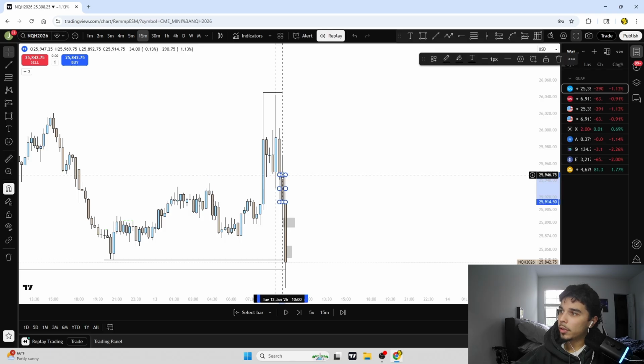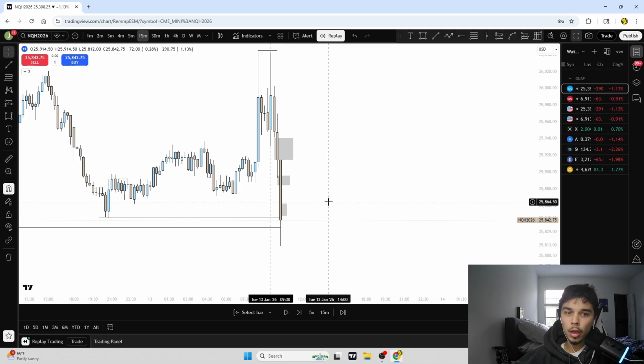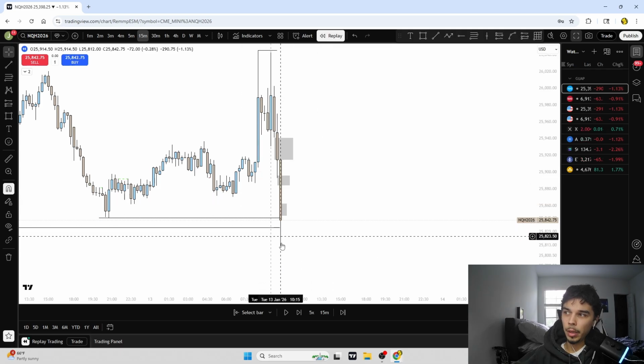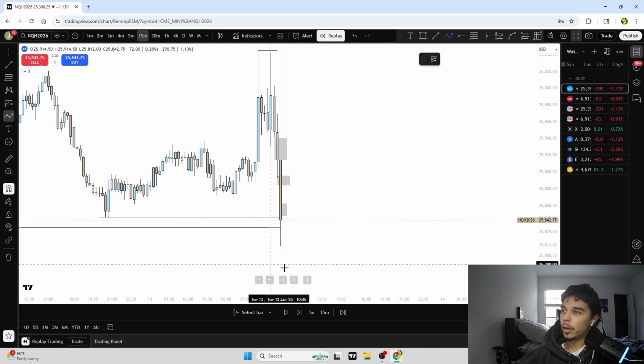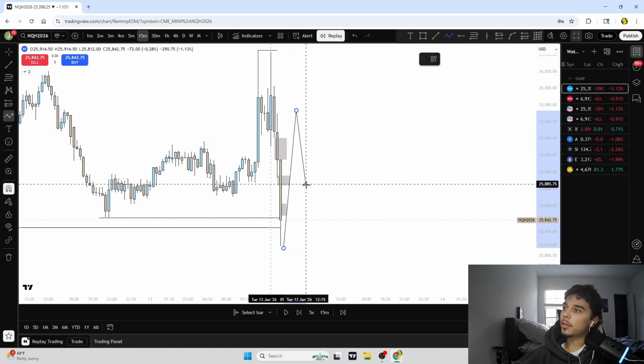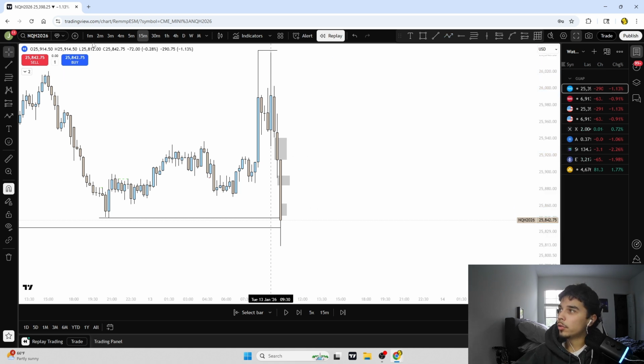Okay, so if I want to take longs, I'm going to be looking for one of two things. If I want to catch that pre-distribution long, I'm going to be looking for internal structure, so maybe a resweep of this low, whatever the case may be, or I'm going to be looking for price to run through these gaps, pull back, and then we can take longs, something like this, right? One of those two scenarios.